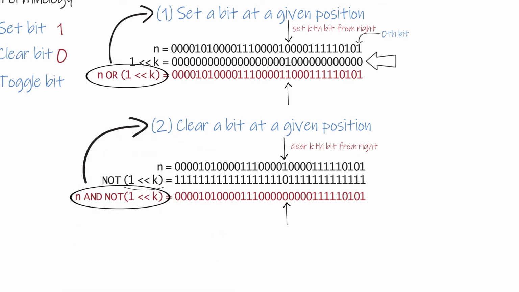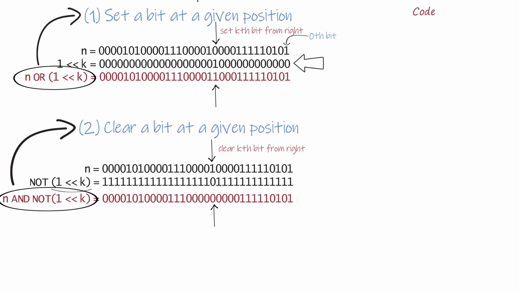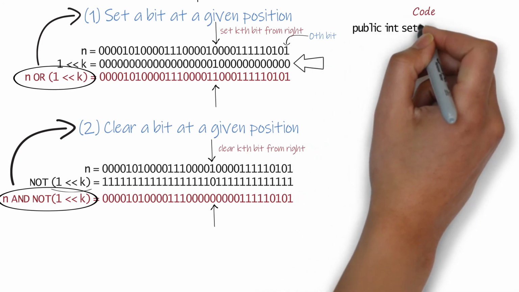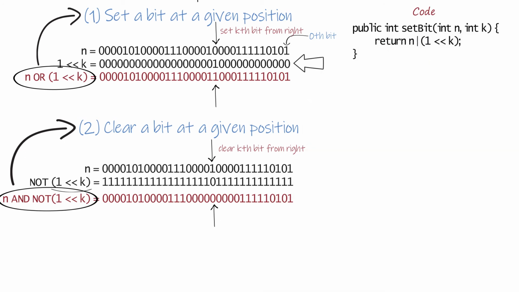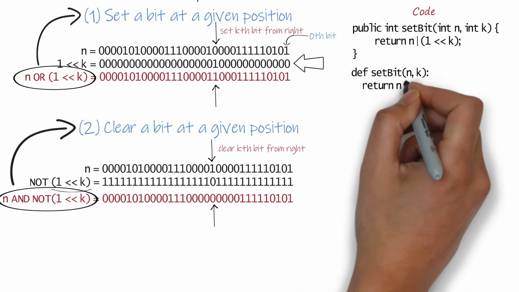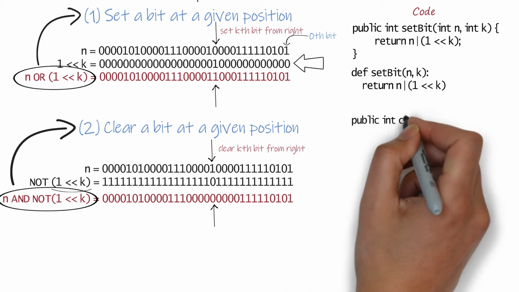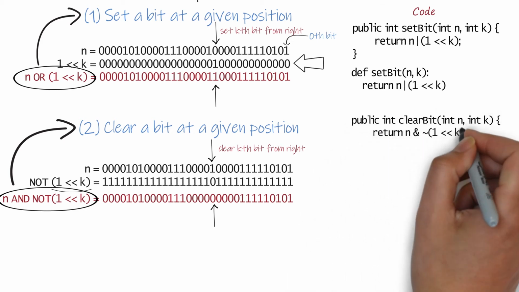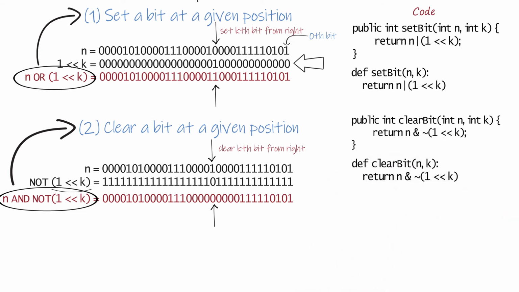Now we know two techniques. Let us see how we will code these two techniques. Here I will give code in Java and Python, two of my favorite languages. SetBit is a method that takes two parameters, a number n and position k. SetBit will set the bit at the position k in the binary representation of the number n. Similarly, clearBit will clear the bit at the position k in the binary representation of the number n.